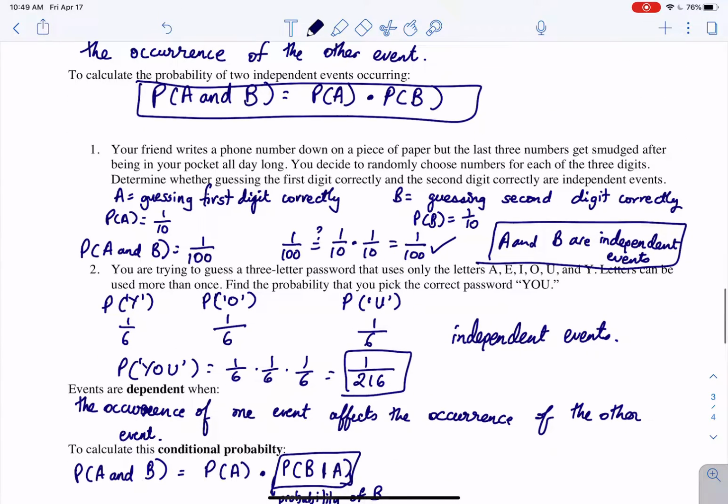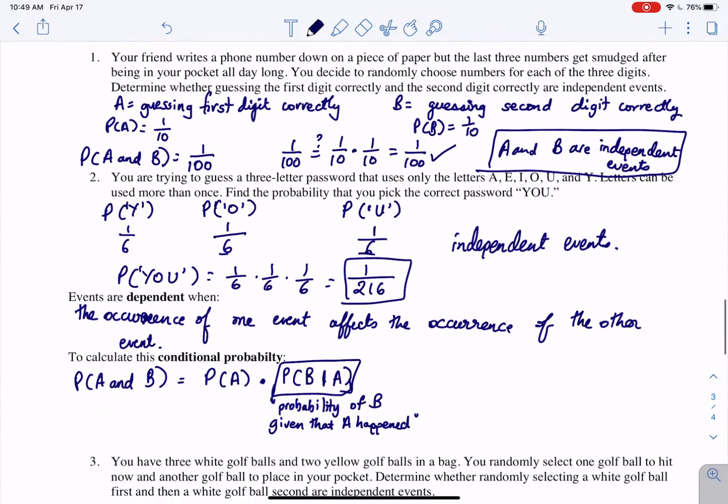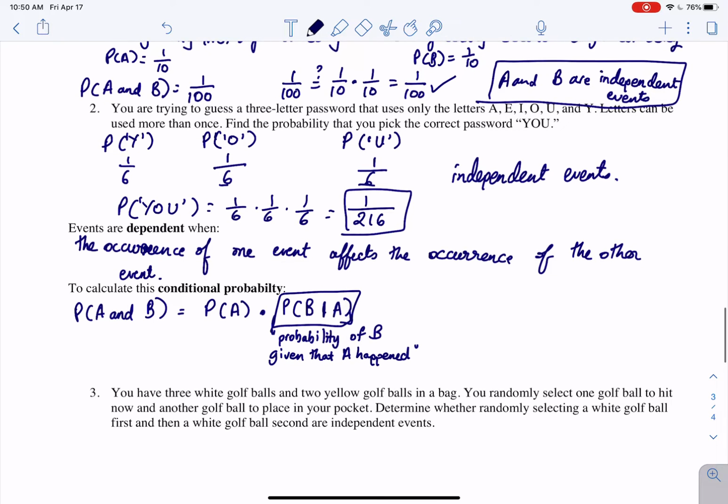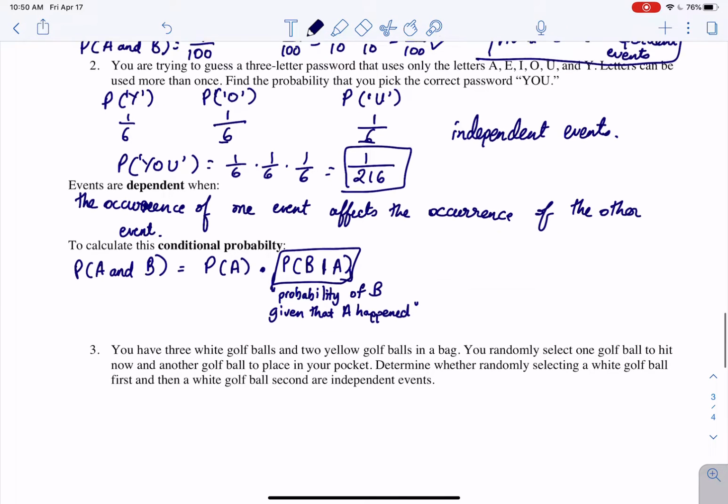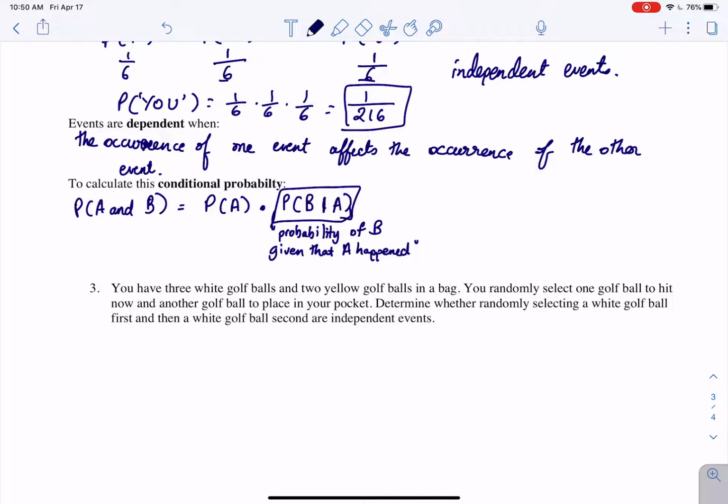It's not like, for example, this one, it's not always 1/6. It's going to be something else sometimes. So let's look at an example of this. We have 3 white golf balls and 2 yellow golf balls in the bag.